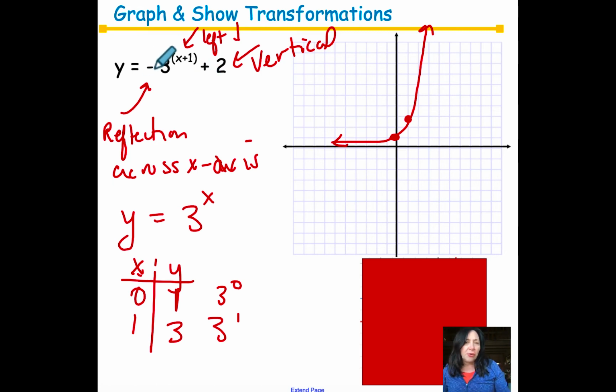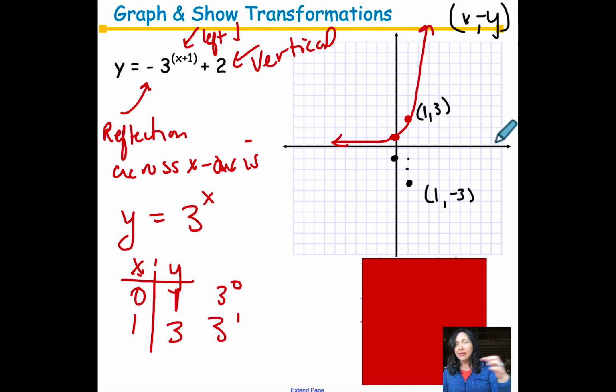So the first thing we're going to do is we're going to reflect it across the x-axis. So in doing that, this 0, 1 is now 0, negative 1. And this 1, 3 is now going to be 1, negative 3. So now I'm at 1, comma, negative 3. Because a reflection across the x-axis only takes, if you have x, y, it takes the opposite of the y. That's a reflection across the x-axis. All right, so right now we have this happening. So we have this reflection, okay?